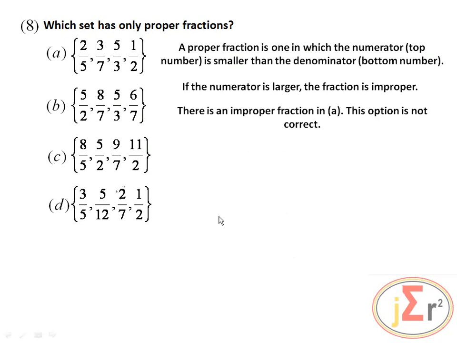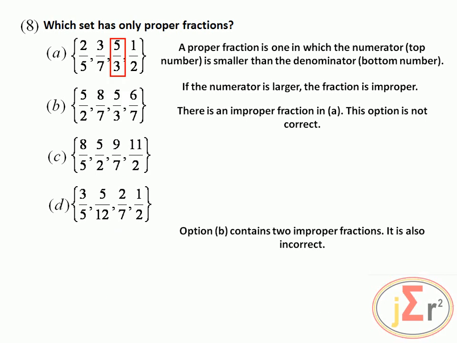So we have to find among the options the set in which all the numerators are smaller than denominators. Of course, you may just be able to look at this and tell. So you can just look and say, well, that looks like option D. But let's look at that.